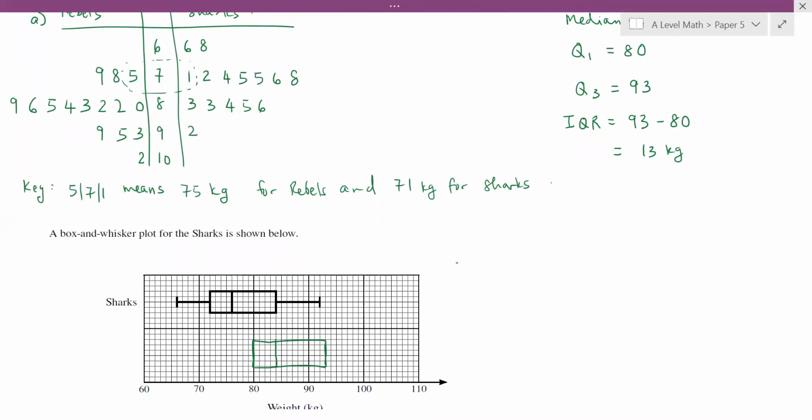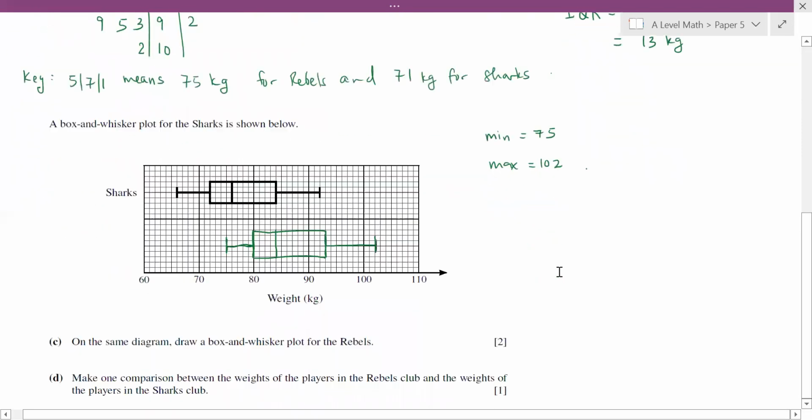Okay, the whisker will extend to the minimum. The minimum for the Rebels is 75, and the maximum is 102. Then the whisker will extend to the minimum, which is 75. 1, 2, 3, 4, 5. That will give us the minimum. And this is where the whisker extends to. The maximum is 102. So the whisker will extend to 102. That will give us the box plot for Rebels.